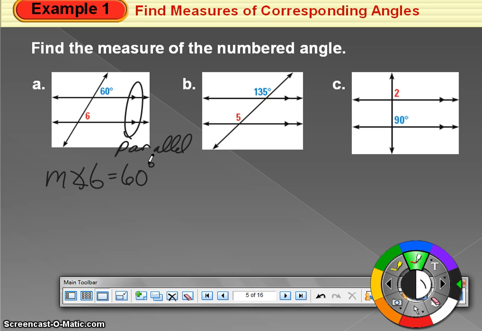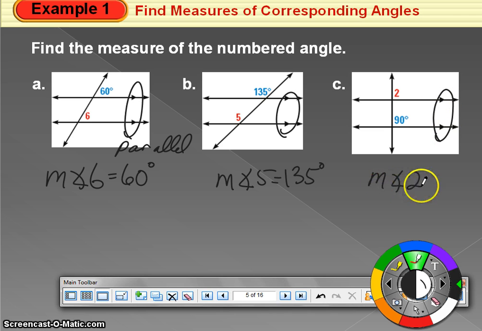Okay. Then for number 5, angle 5 in letter B, same thing. We have parallel lines right there. So then the measure of angle 5 equals 135 degrees. Don't forget your degree symbol. That's a notation thing. And then right here, letter C, again, we have the parallel line markings. So that means the measure of angle 2 equals 90 degrees because all of these are corresponding angles of parallel lines cut by a transversal. So they're congruent.